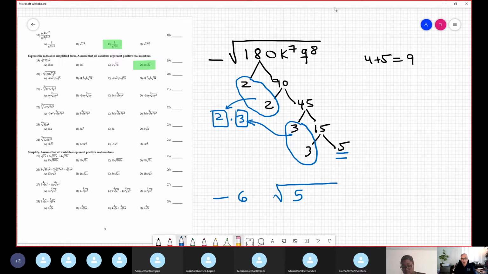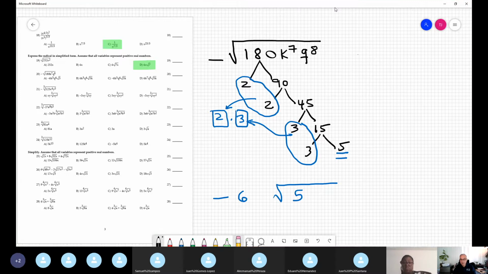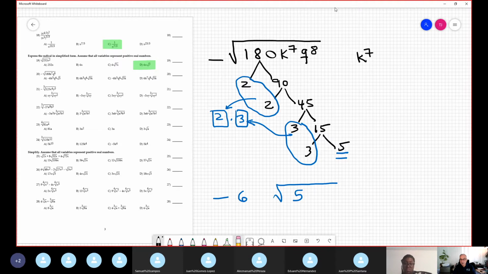Okay. Now let's do the variable part, one by one. K and Q. Well, K, we have 7. So I recommend that you try to break down K7 using an even number, but even number down, not up. In other words, not 8, but 6. I consider K to the 6th power times K to the 1 power. 6 plus 1 is 7. I know that the even exponent is this.